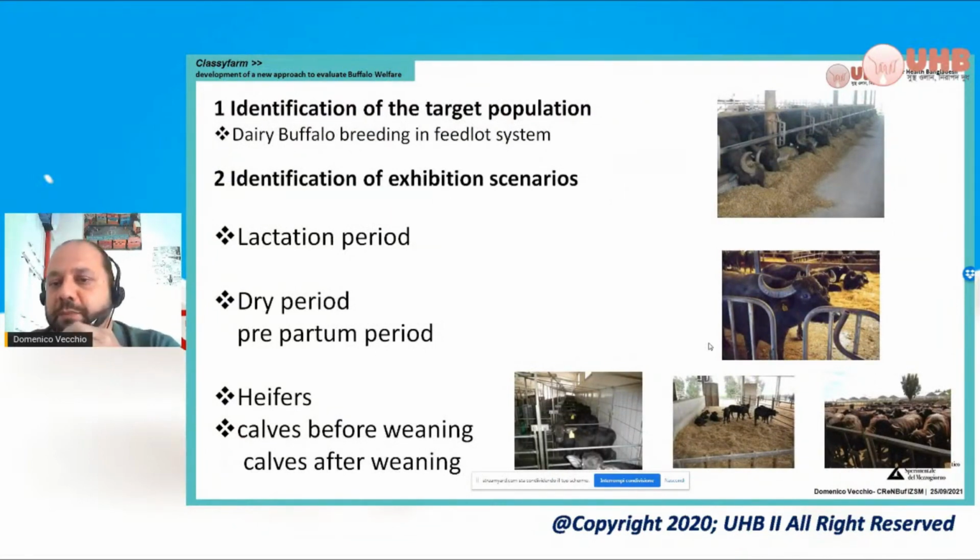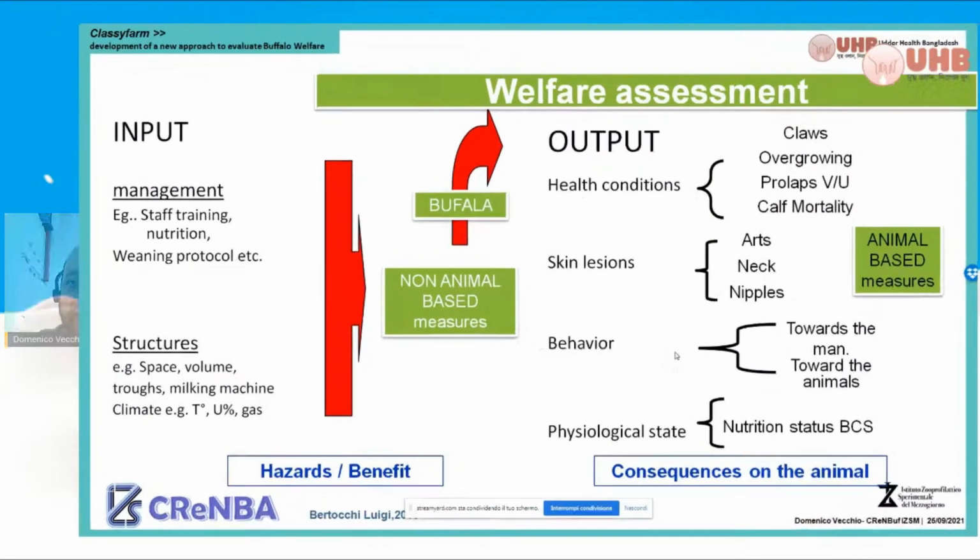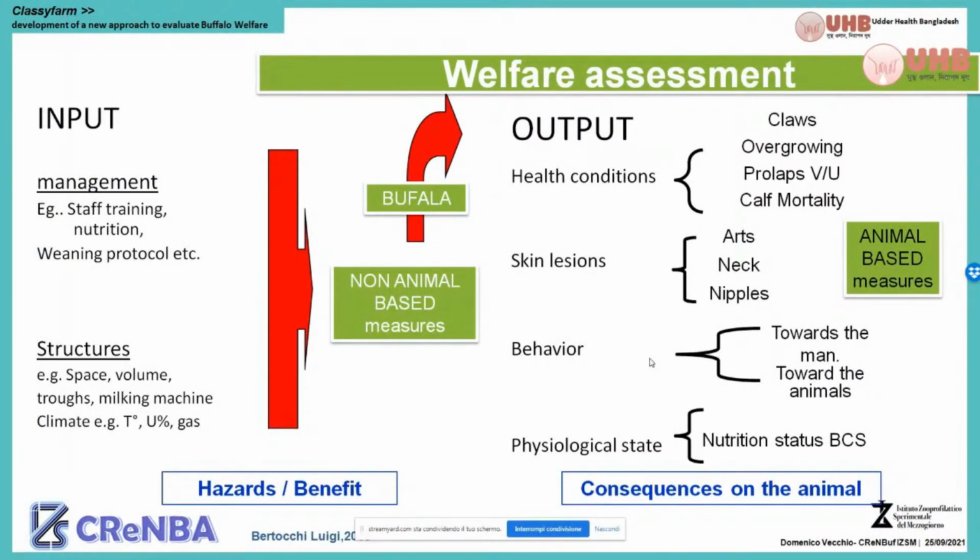The identification of a target population and its exposure scenario is a prerequisite for identifying hazards in macro areas. By identifying these phases of the breeding system, we have the ability to identify animal, environment, and interaction between them. After the identification of the target population, the process, as previously described, includes two groups of elements. On the one hand, the input is represented by the environment, where we identify the hazards that can affect animal welfare in positive or negative ways.